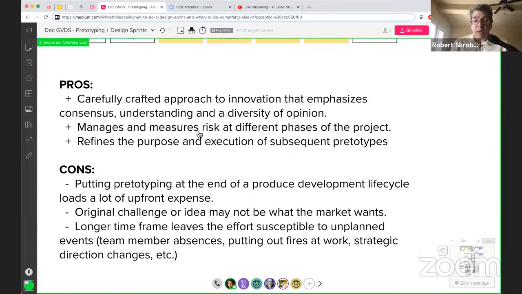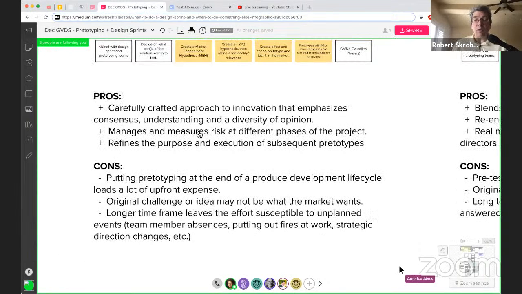The major con is basically cost and being able to put the product development lifecycle with design sprints as an upfront expense to validate what you're going to be Pretotyping, when Pretotyping is better suited to be right in front to figure out whether that cost is even needed. You may find that the original challenger idea may not be what the market wants out of your design sprint when you do Pretotypes, and you'll have to do a reset to figure out if you were actually concentrating on the right thing.